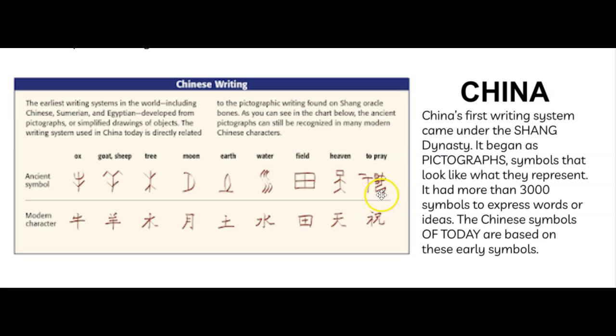The praying looks like a person kind of praying. So you can see that the way it originated was, let's draw a picture that looks like what it's supposed to be. When you start doing that, you get a lot of symbols. The writing of Shang China had over 3,000 symbols to express words or ideas. You can see in this chart that the Chinese symbols of today look like a lot of those original symbols. Though it's changed, it did originate during this river civilization time.